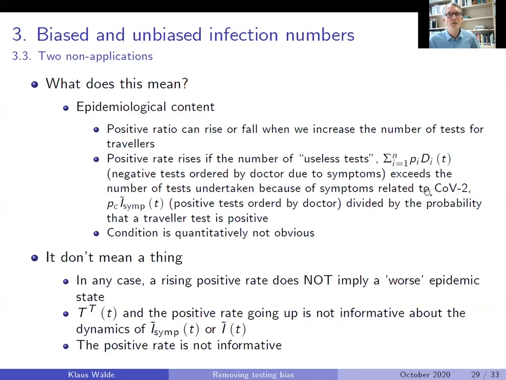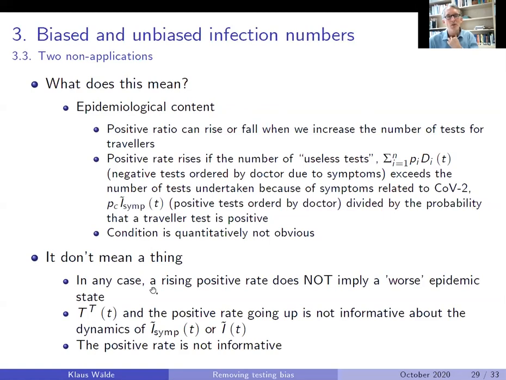It depends on the number of tests related to CoV-2 infections. And it depends on two probabilities. So this condition, when you study it, is quantitatively absolutely not obvious. So what can we then conclude from this question? Well, from this derivative and this condition, the positive rate doesn't tell us a lot. It doesn't mean a thing.